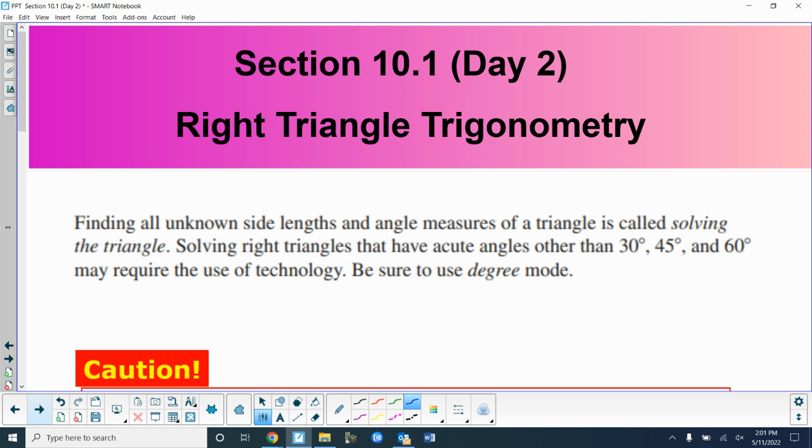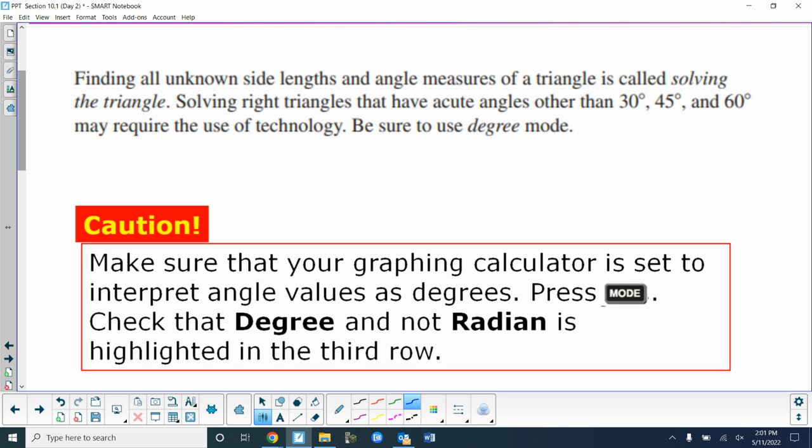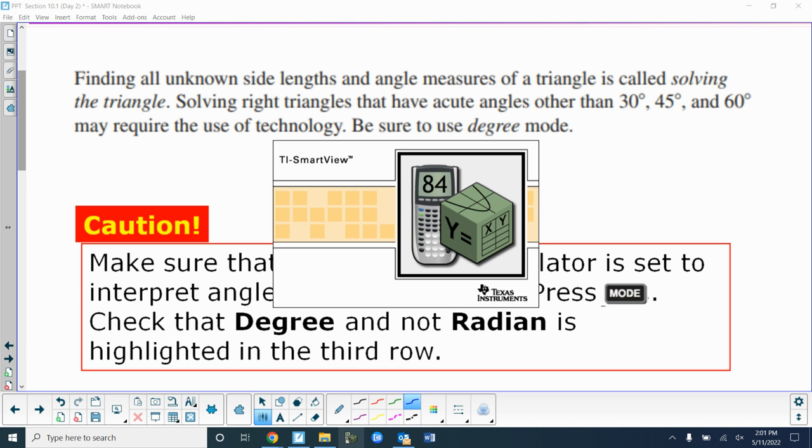So today we're going to find all unknown side lengths and angle measures of a triangle. It's called solving the triangle. Solving right triangles can have acute angles other than 30, 45, and 60, and they may require use of technology. Make sure your calculator is in degree mode. So press the mode button and then check that degree is highlighted. All right, so let me show you on my calculator.